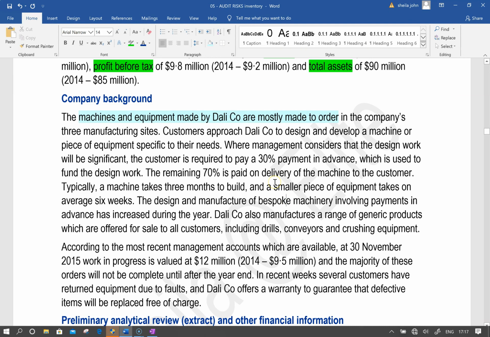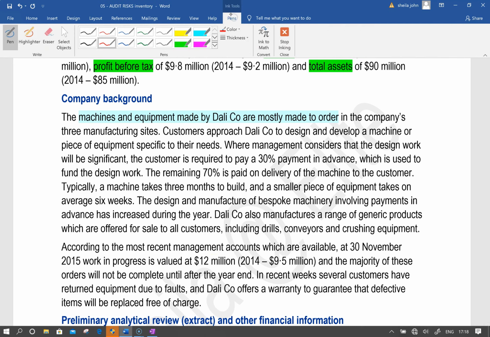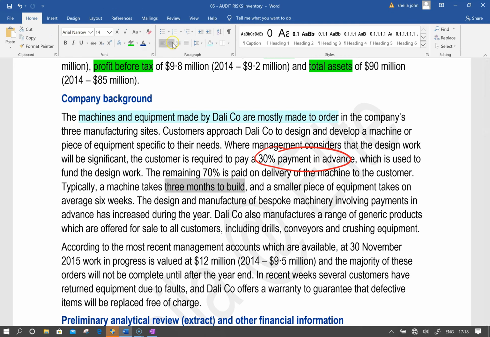These are bespoke machinery having a special design according to customer requirements. Where management considers that the design work will be significant, the customer is required to pay a 30% payment in advance. Now, if we're doing the whole question, we will definitely take that into consideration. And the risk here is that they recognize that as revenue. Okay, but we're not looking at that. We're only having a look at inventory. So the remaining 70% is paid on delivery of the machine to the customer. Typically, a machine takes 3 months to build, and a smaller piece of equipment takes an average of 6 weeks. And what that means is that you're going to have lots of WIP at the year end.